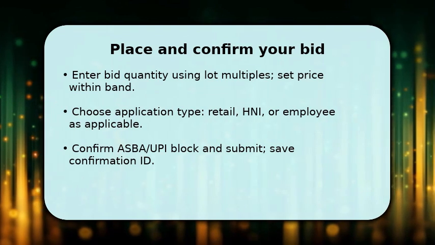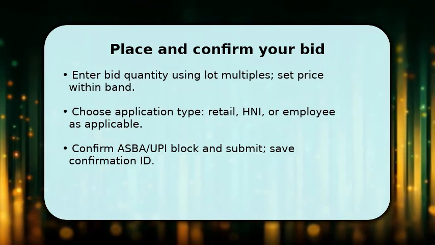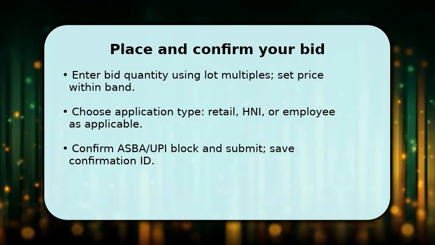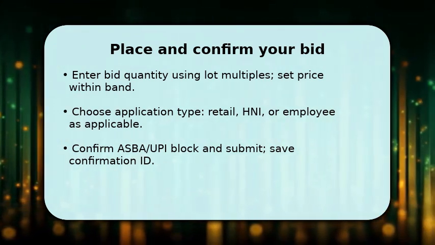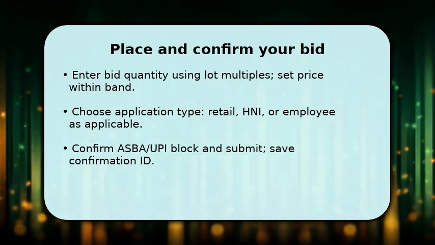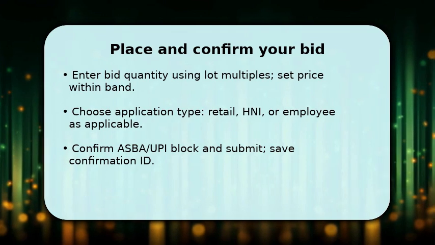After entering details, confirm that a SPA or UPI will block the required amount. This prevents premature debits. Once you submit, note the confirmation or UPI mandate reference. If you use a broker app, watch for the on-screen success message and an email or SMS confirmation.